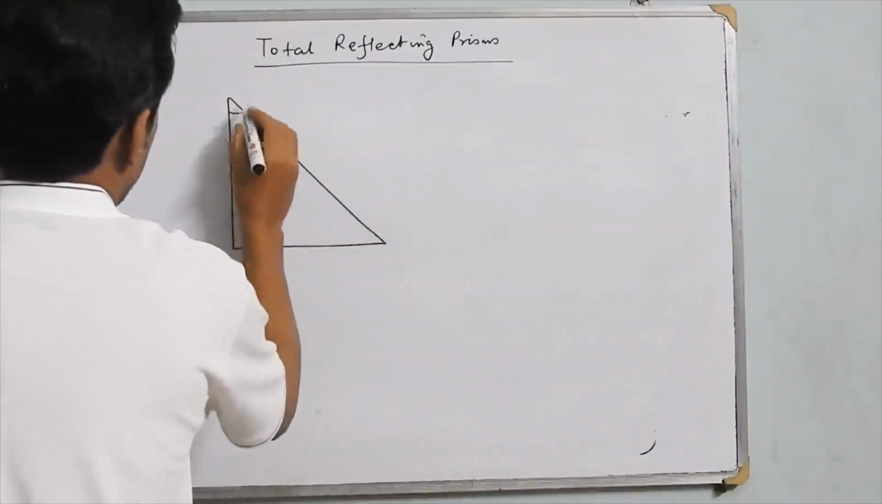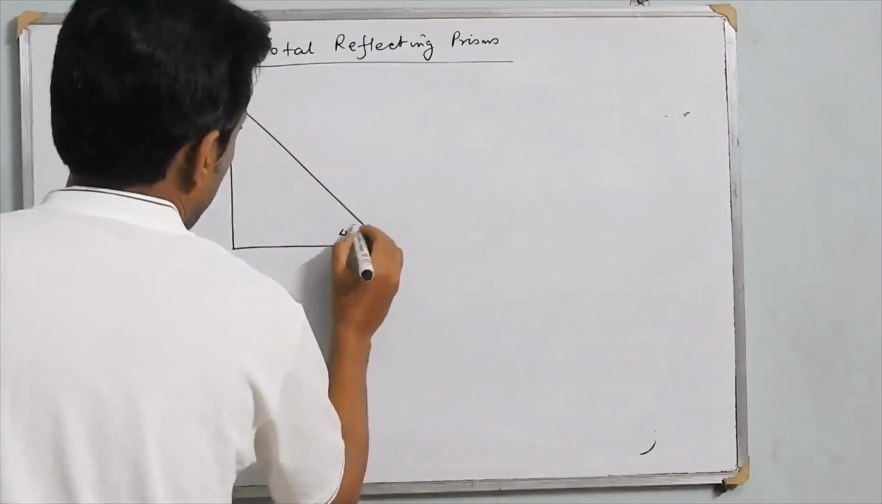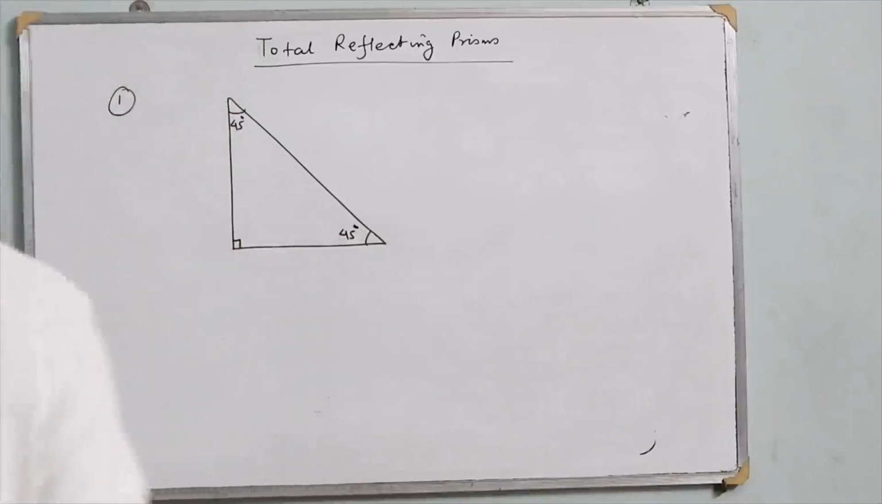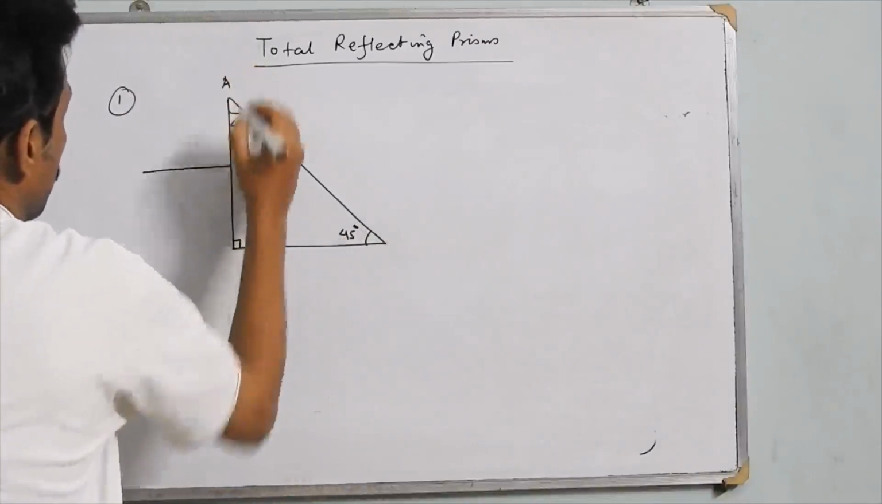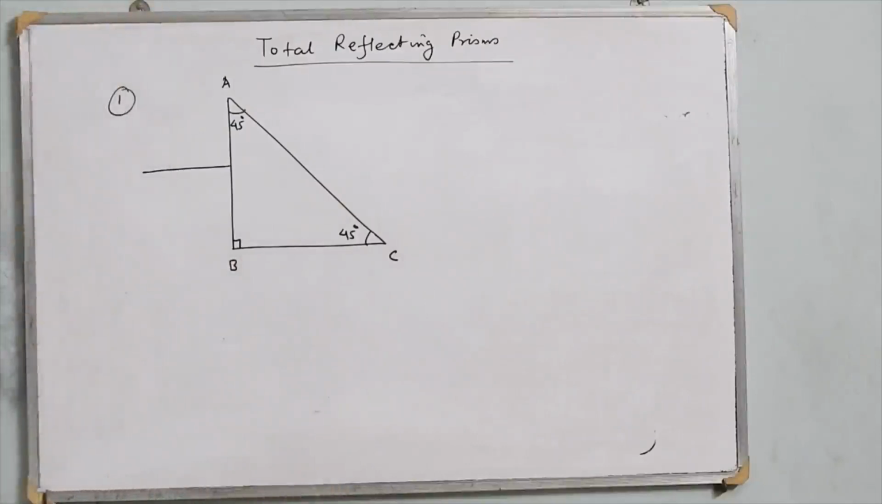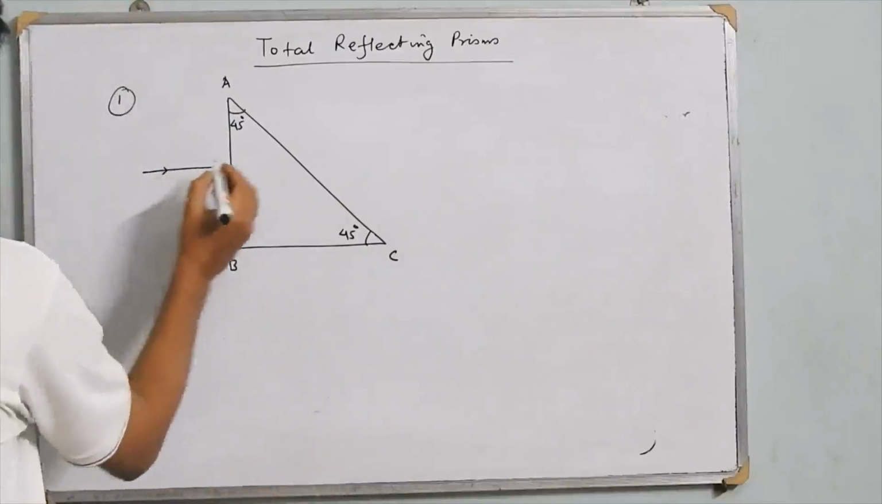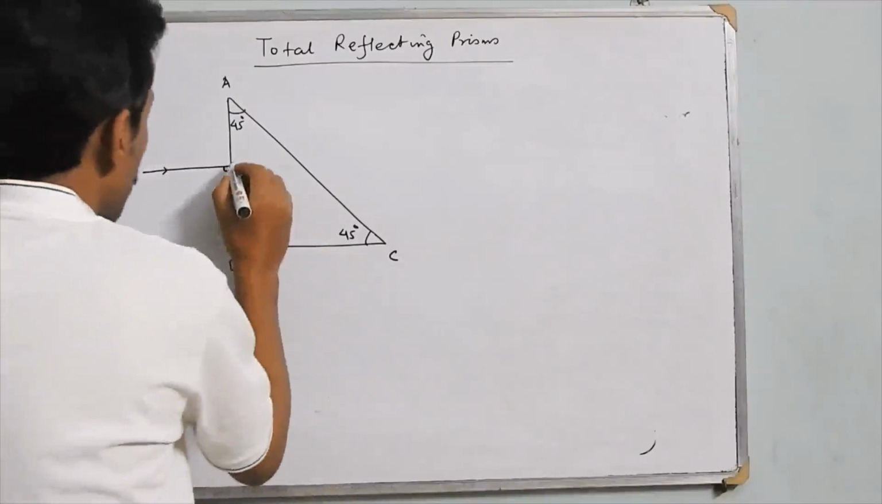This angle is 45 degree. This angle is also 45 degree. And this angle is 90 degree. So suppose a ray of light falls perpendicularly on one face. Suppose the prism is A, B, C. So on the face AC, a ray of light is incident perpendicularly. So this ray of light that is incident perpendicularly will follow its path.